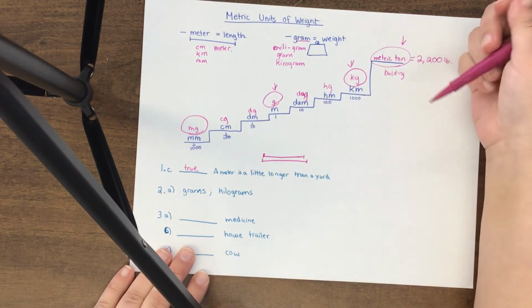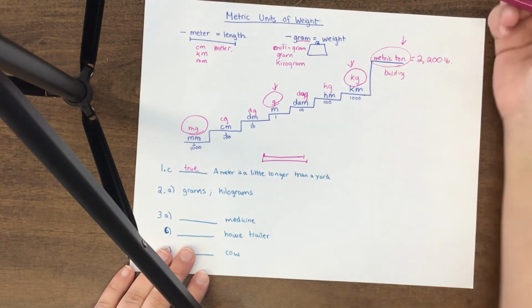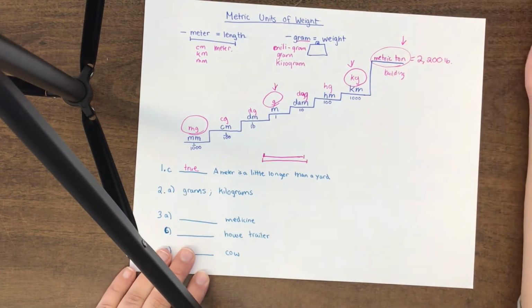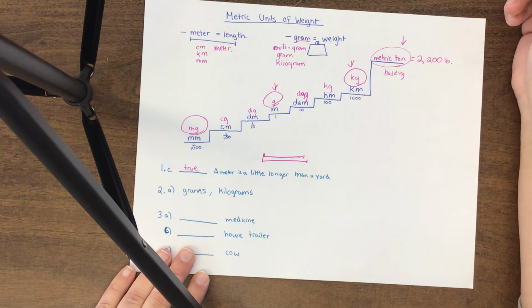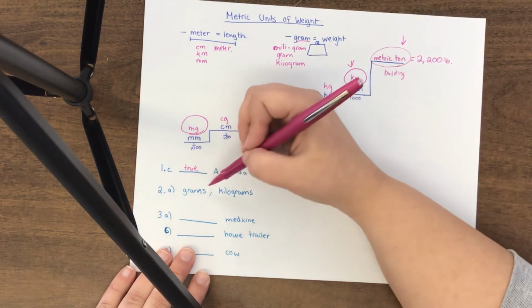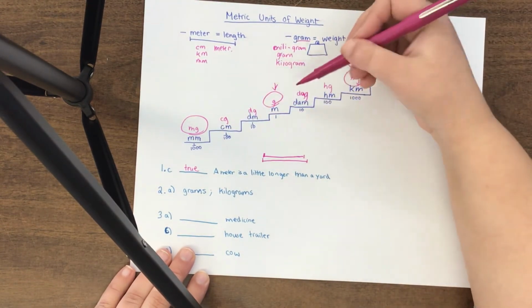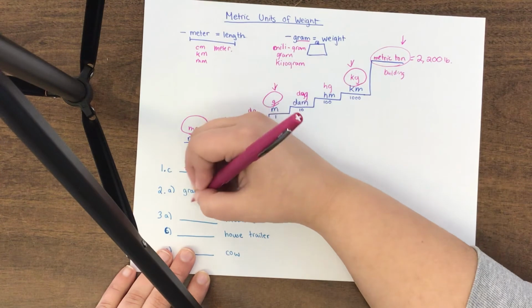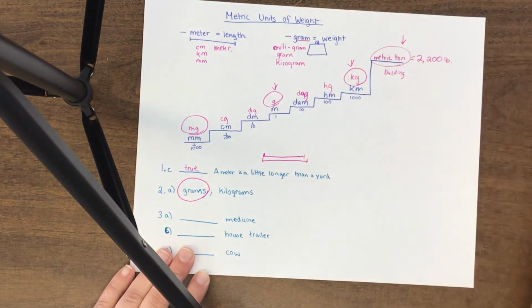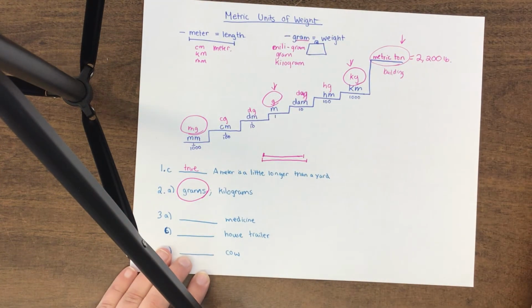The second question asks you to choose the bigger measurement, or my apologies, to circle the lighter unit of weight. So we're actually looking for the smaller measurement. So between grams and kilograms, if we look on our step ladder, we see that grams are much farther down than kilograms. That means they are much lighter as well. So we circle the one that is lighter.